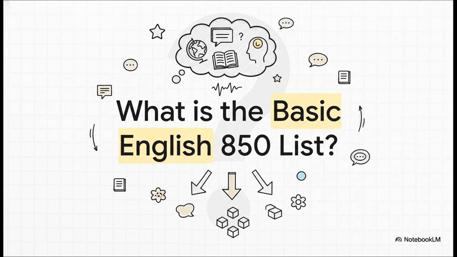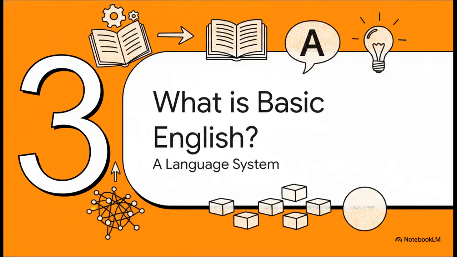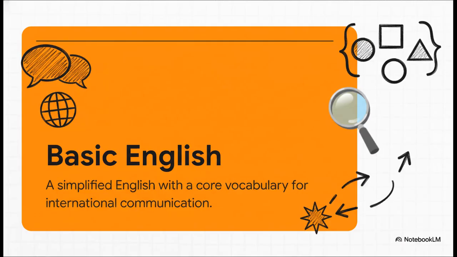So naturally, that brings us to the big question here. What is the Basic English 850 list? Let's dig in and find out. All right, to get to the bottom of this, we've got to start with the first part of that name, Basic English. And let me tell you, it's not just simple English. Oh no, it's a whole system with a really fascinating goal. Basic English is what you'd call a constructed language. It's a stripped-down, simplified version of English, but it was built for a really specific reason, to be a tool for international communication. The whole idea was to create a version of the language that literally anyone, anywhere, could pick up super fast and actually use.